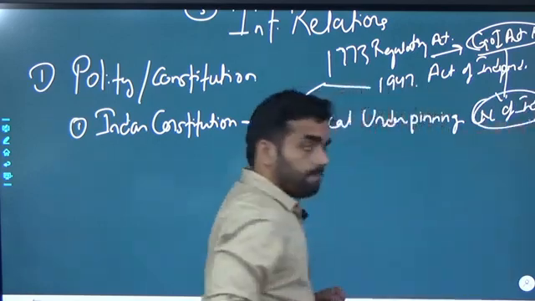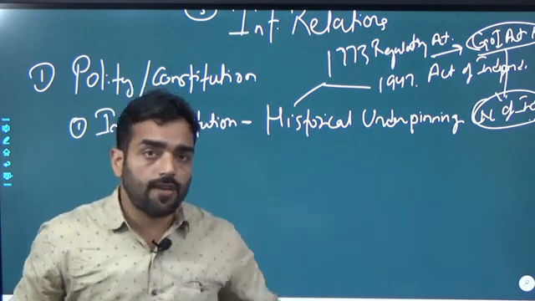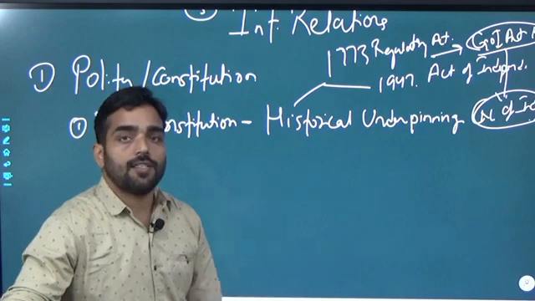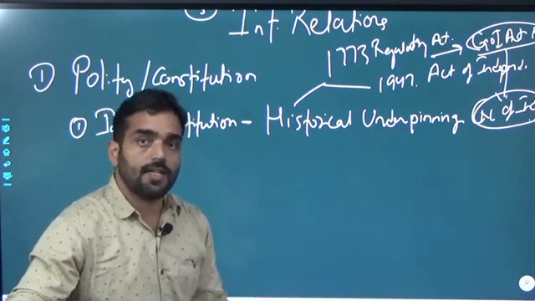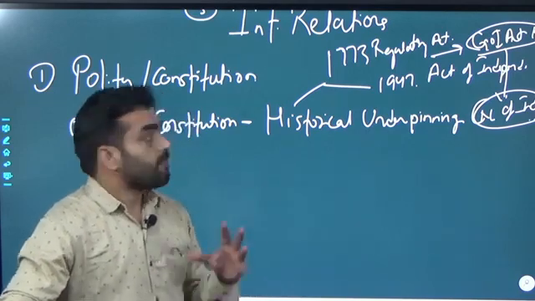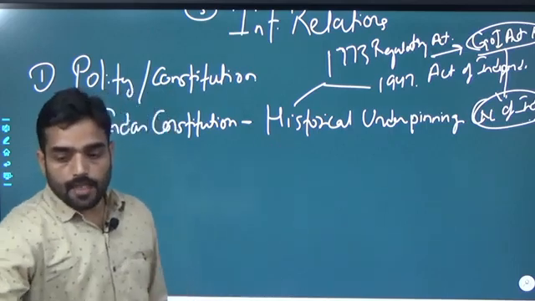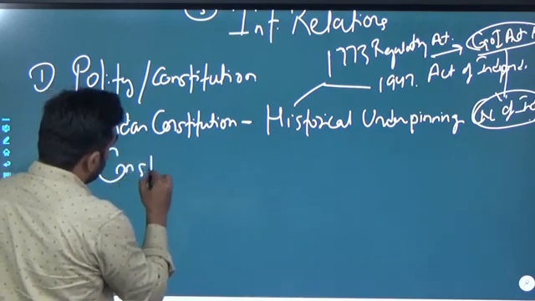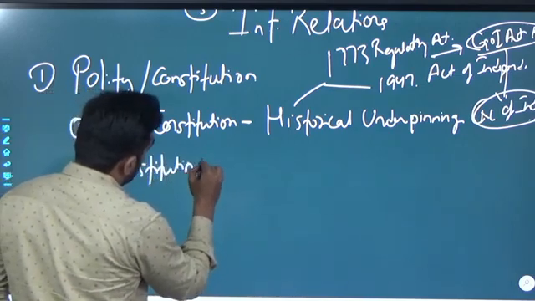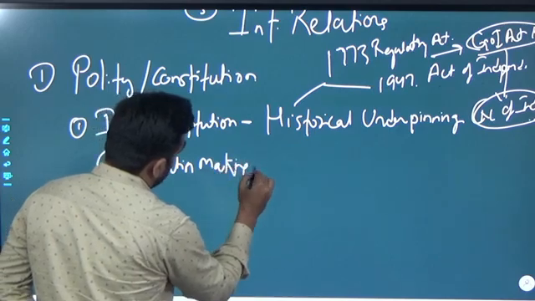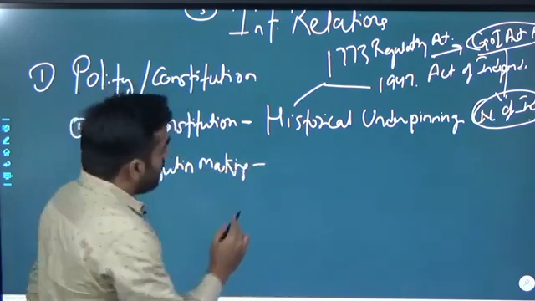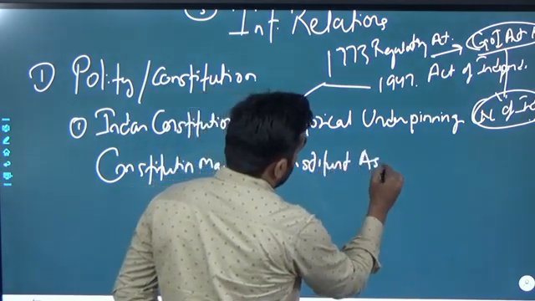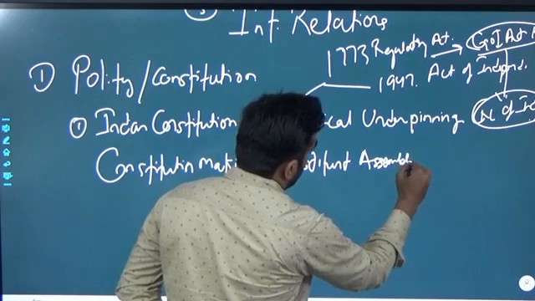So we'll find the major parts of our Constitution are taken from the Government of India Act 1935. Then there is the Act of 1909, then the Act of 1919. So these are the important developments in the historical underpinning. Then there is constitution making. That is the developments when the Constituent Assembly was formed. Fine.